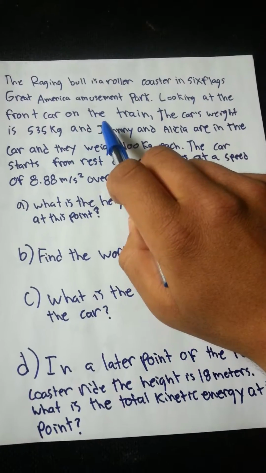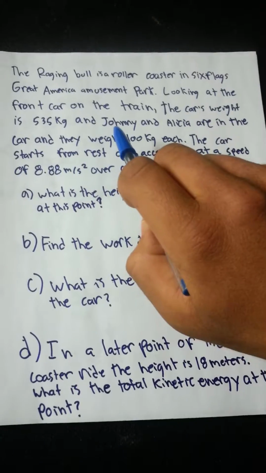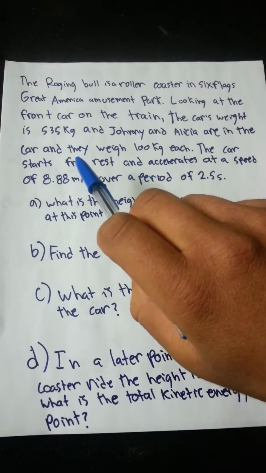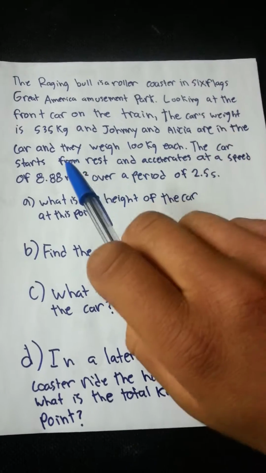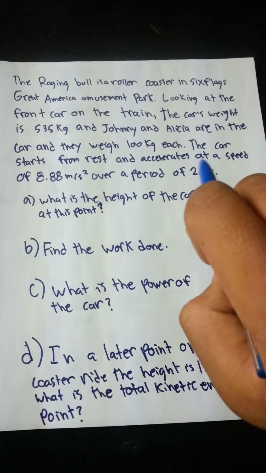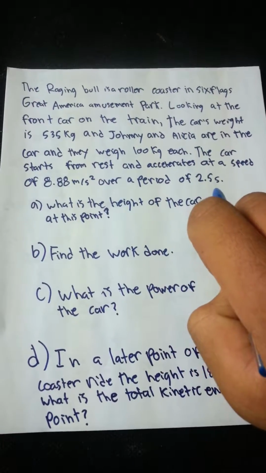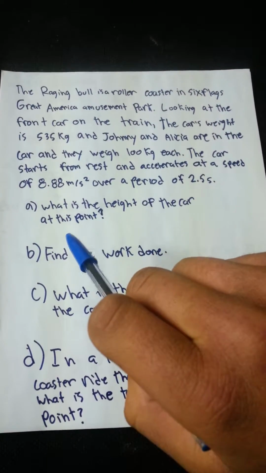Looking at the front car on the train, the car's weight is 535 kilograms. And Johnny and Alicia, his sister, are in the car and they weigh 100 kilograms each. So, the car starts from rest and accelerates at 8.88 meters per second squared over a period of 2.5 seconds. What is the height of the car at this point?